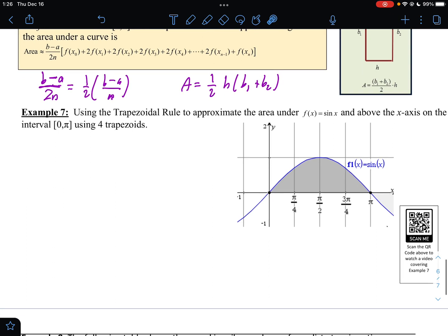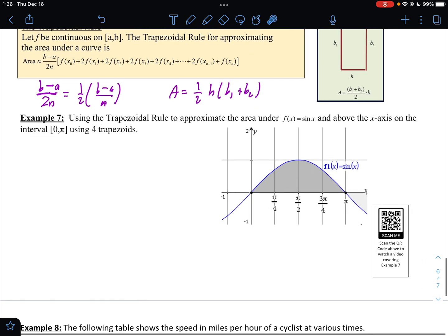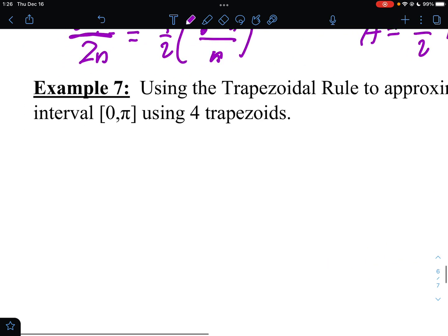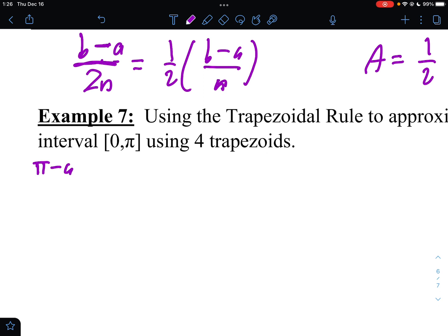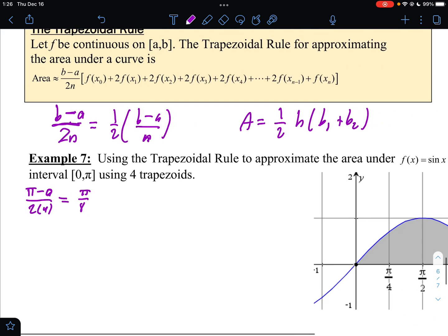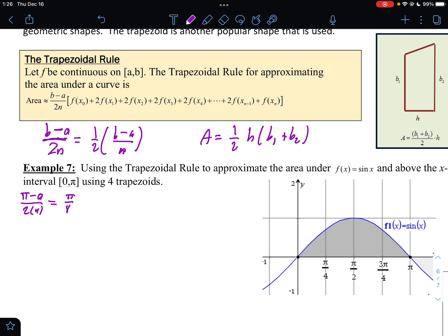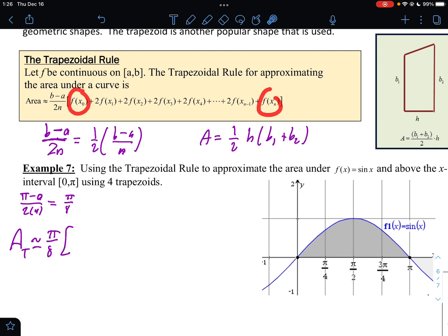So example 7 says use the trapezoidal rule to approximate the area under sine of x and above the x-axis on the interval 0 to pi using 4 trapezoids. All right, so 4 trapezoids. We're going to do b minus a over 2n, so it would be pi over 8. So our area using trapezoids is going to be pi over 8 times, and then we have all these other things. Basically what you need to know is that the first height there's one of, the last height there's one of, and every height in between there's 2 of.